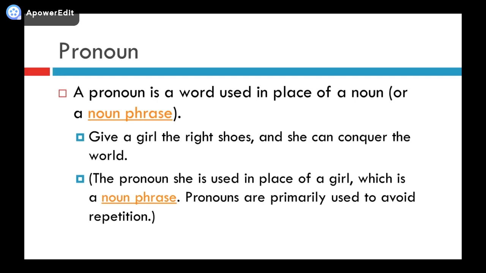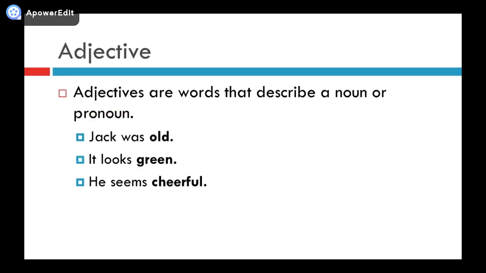For example, if that she was not in existence, if pronouns were not in existence, what would you have to say? Give a girl the right shoes and the girl can conquer the world, right? So you would have to keep on saying a girl, a girl, a girl. So instead of that, you can simply say she can conquer the world, correct? Okay. Adjectives. What are adjectives?